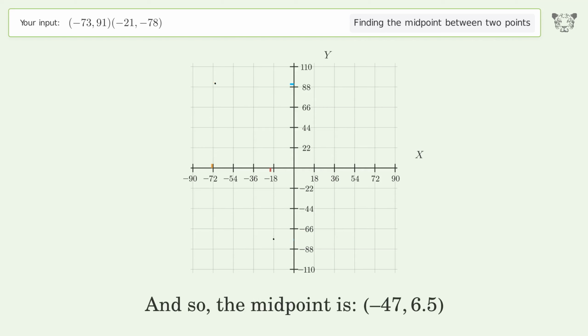And so, the midpoint is negative 47, 6.5.